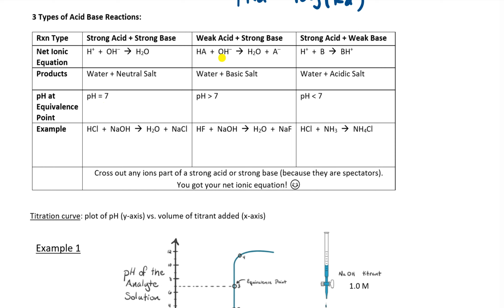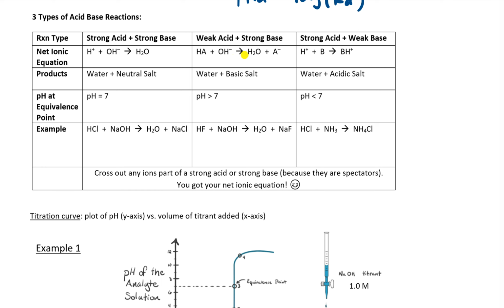But that is not the same scenario when you have a weak acid together with a strong base. Remember, weak acid, less than 100% ionization. So really, we write down the entire formula of the weak acid. We keep it whole in our net ionic equation. Strong base, though, is still hydroxide. But here's what's very important.